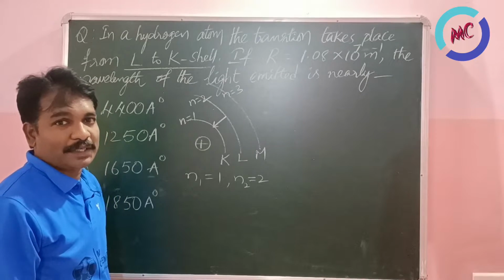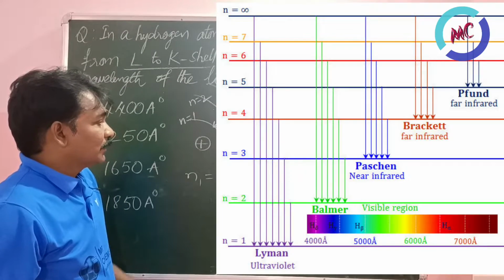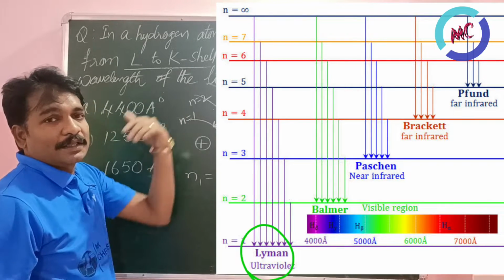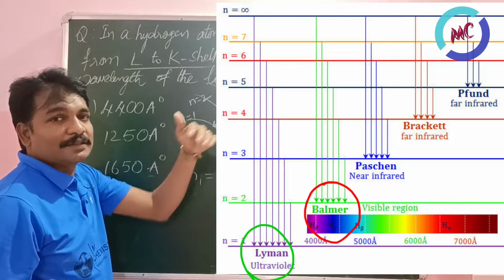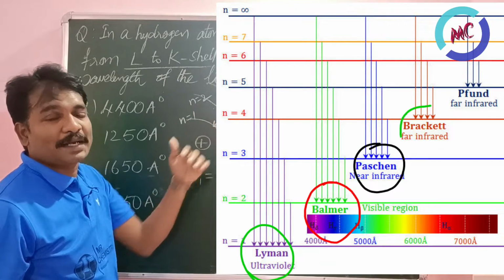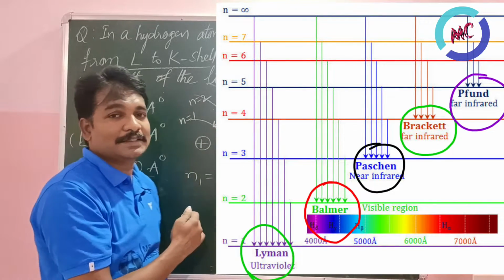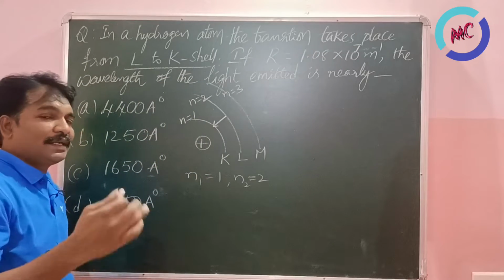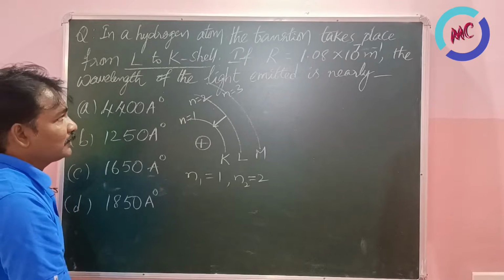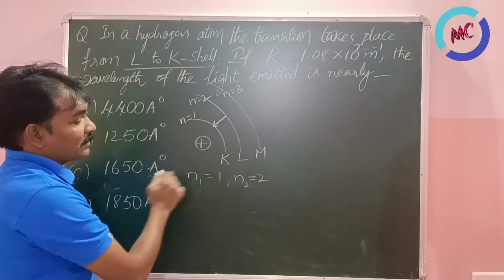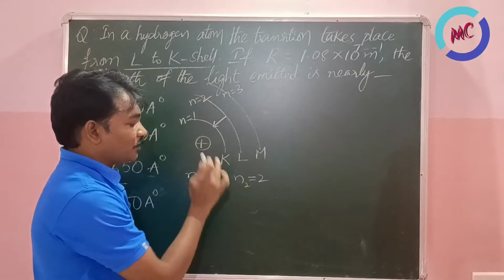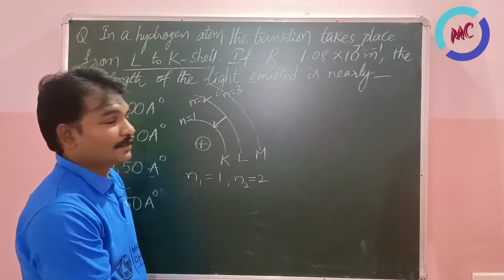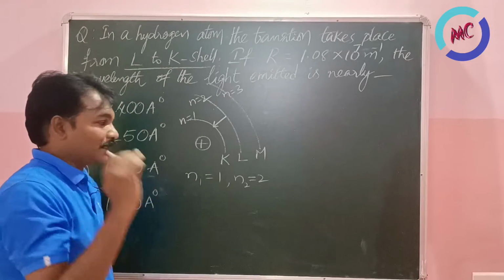In hydrogen spectrum, we already learned that one. When it is falling in first shell, Lyman series. In second shell, Balmer series. Third shell, Paschen series. Fourth shell, Brackett series. Fifth shell, Pfund series. From sixth shell, it is Humphreys series. We learned all these different series. Now see here, this is L to K shell, in the sense Lyman series, where N1 value is equal to 1, N2 value is equal to 2. It gives ultraviolet radiation.